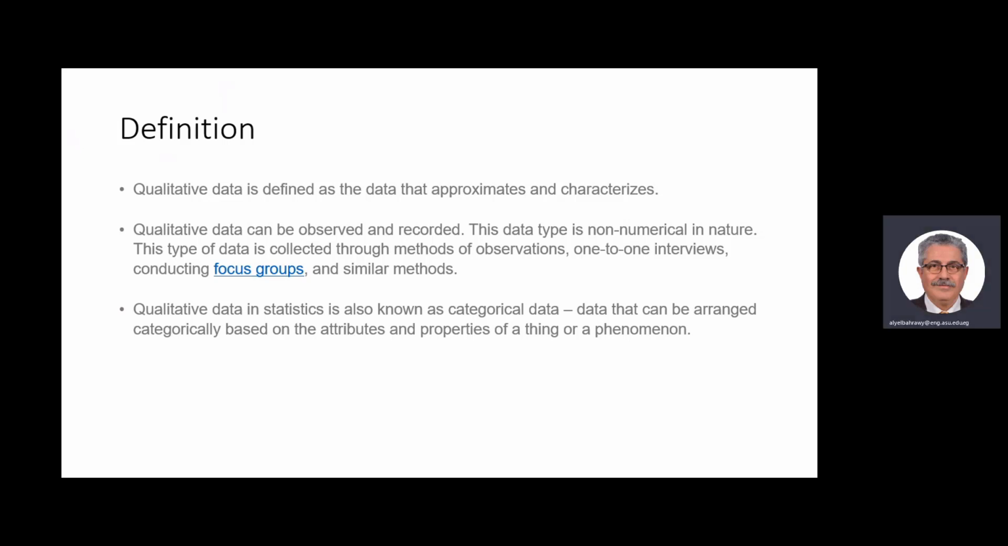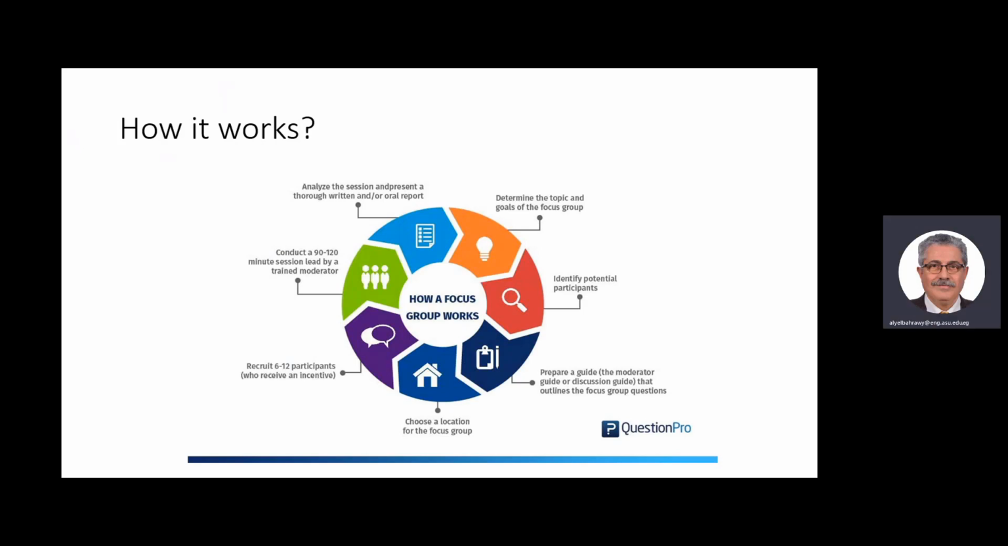Qualitative data in statistics is also known as categorical data, data that can be arranged categorically based on the attributes and properties of a thing or a phenomenon. This graph shows how it works.